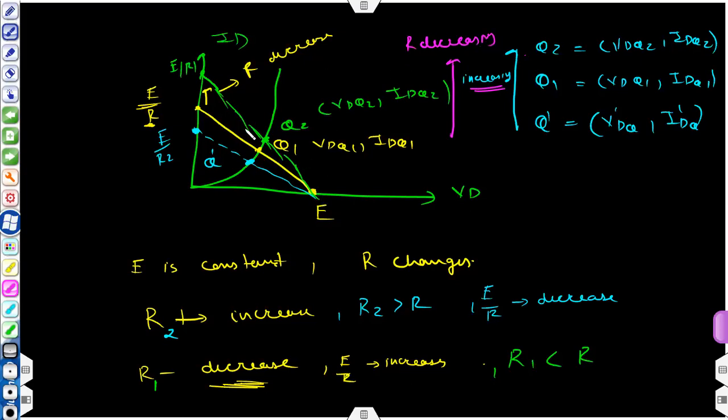This point will be fixed. If you decrease the value of R, this point will move upward, and obviously the intersection will shift in the upward direction. This will follow this curve. So you have some different value that will be greater than the previous value. If the value of resistance is increasing, then obviously the current in the circuit will reduce. This point will shift downward and this point will follow this curve again. So this is the concept of load line.